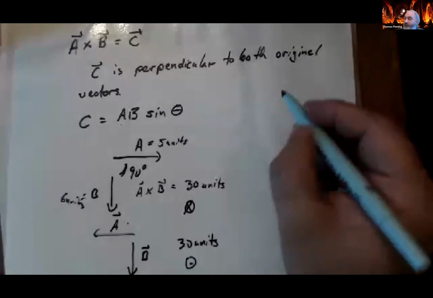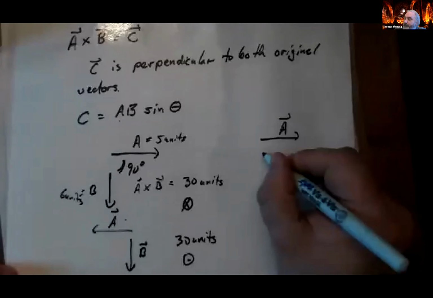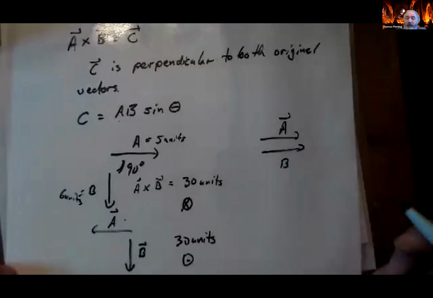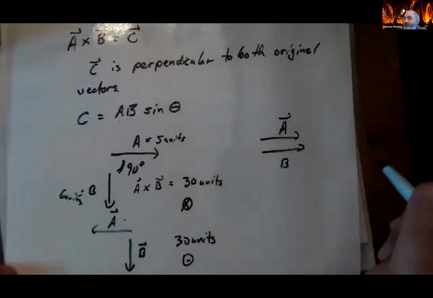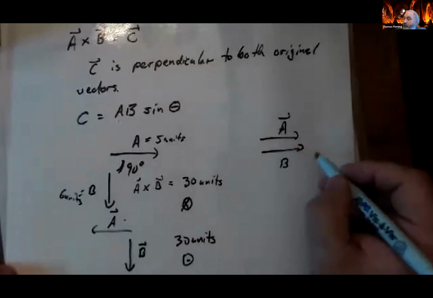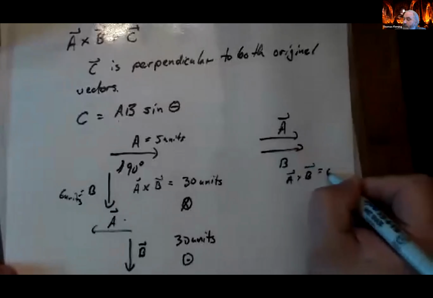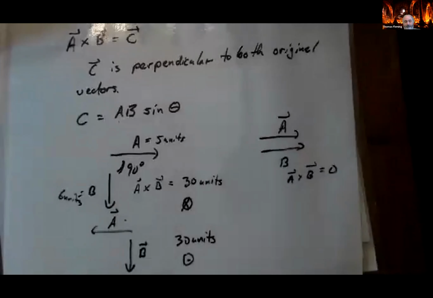Note that sine of theta means that if I took vector A and vector B, and they were both pointing the same direction, well, what would happen is the angle between them would be 0 degrees, and the sine of 0 is 0. So here, A cross B would equal 0. And of course, who cares what direction a 0 vector is?